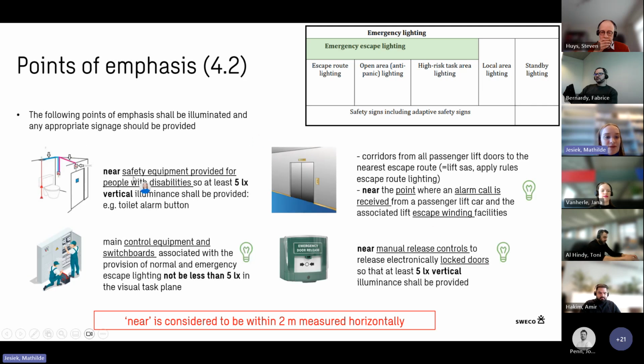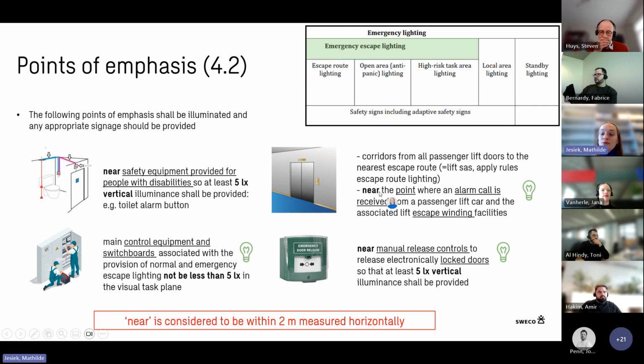Then also near equipment for people with disabilities, but this is a bit less common in Belgium. You have in toilets for disabled people sometimes strings and buttons. So there you will also need an emergency light. And then also the control equipment and switchboard. This is something we were actually already doing in our designs, but it wasn't specified that directly in the norm. But now it's really mentioned in the norm.